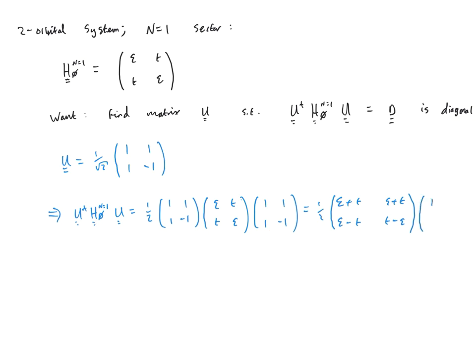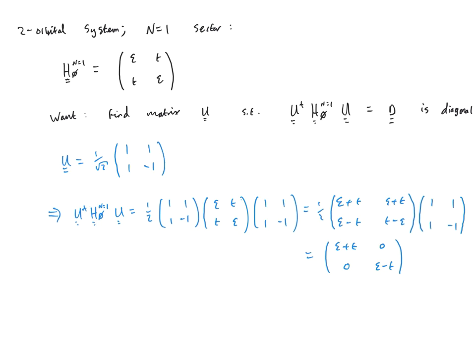Okay, and I still have to multiply this by this last matrix here. Let's not forget that one. 1, 1, 1, minus 1. So I still need to do another matrix product of these two things. And when we do that, we see that indeed, magically, we do get our diagonal matrix. It's epsilon plus t in the top left-hand corner and epsilon minus t on the bottom right-hand corner and zeros on the off-diagonal elements. So this is exactly what we want. And the columns of our U matrix are precisely our eigenvectors.